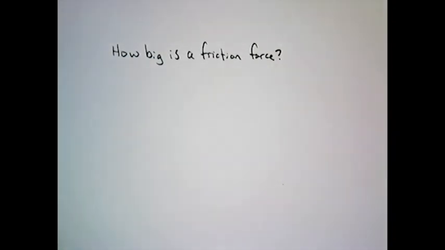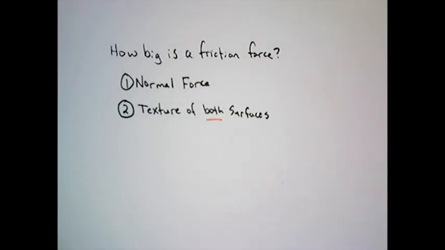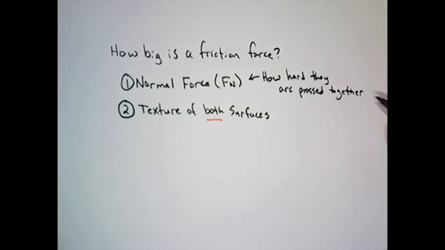So how do we predict how big a friction force will be? One common way to do this is through what's called Coulomb's law of friction. This law suggests that there are only two primary factors that determine how much frictional force exists between a set of surfaces. Normal force, which describes how interlocked the two surfaces are as they're pressed together, and the texture of both surfaces, how rough they are or how smooth they are.